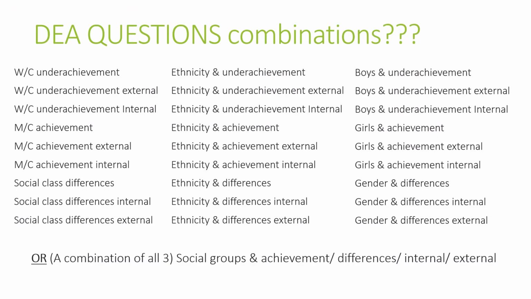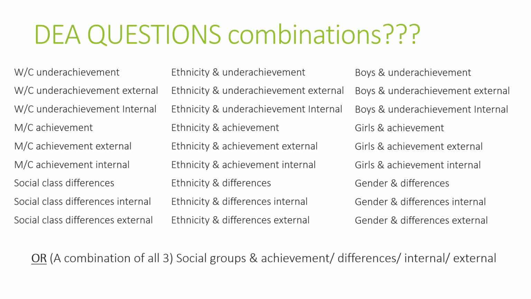And the question combination, so last but not least. DA questions are tricky because there's a lot of content, but the combination of questions can just be so extensive. So you can see in each column you've got class questions, ethnicity questions, and gender questions. Now the questions could be, why did the working class underachieve? Why do they underachieve externally or internally? Why did the middle class achieve? Is it external? Is it internal?